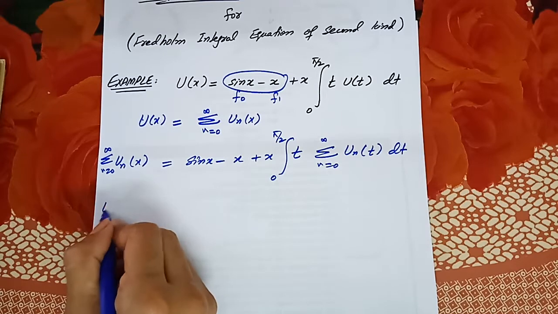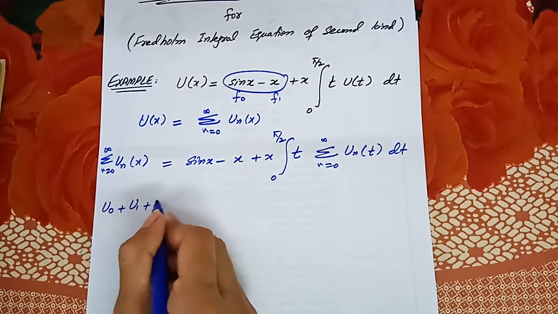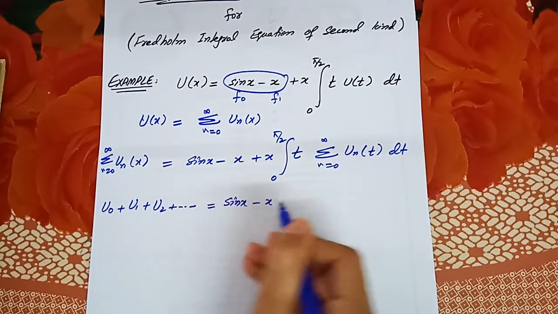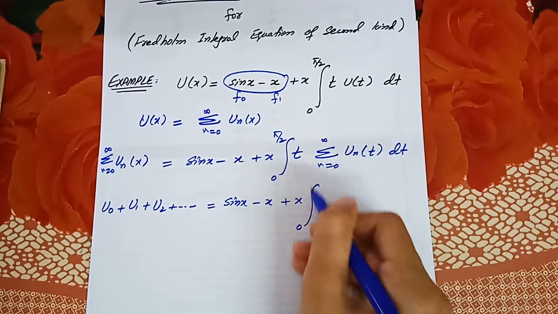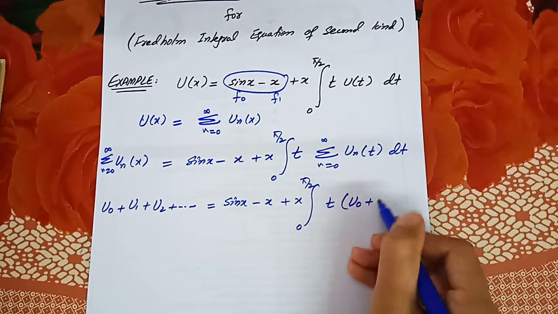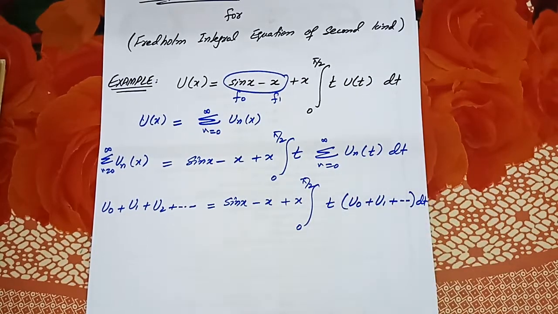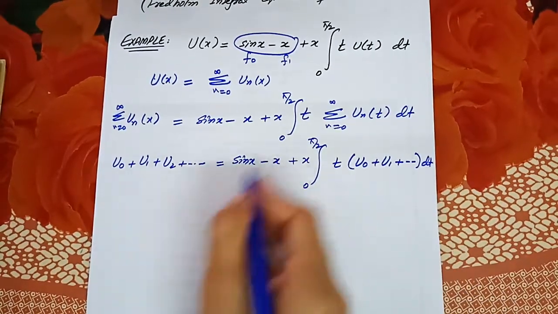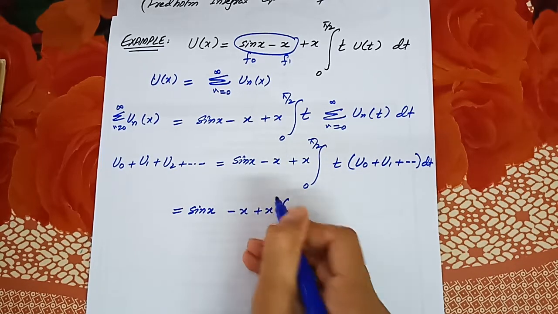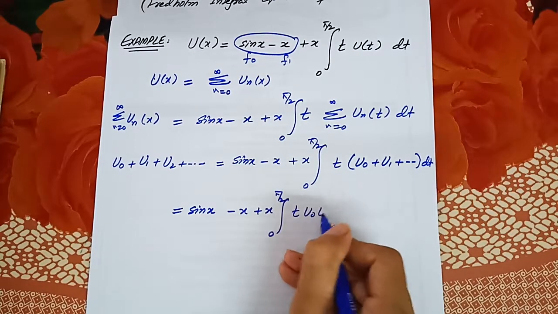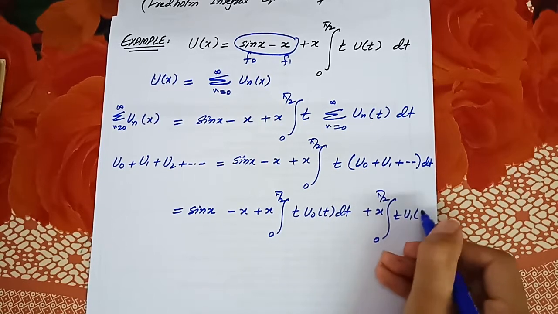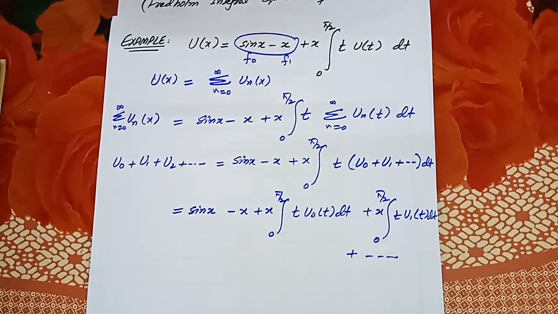Now let's expand this series on the right side as well as on the left side. So we will get here u0 plus u1 plus u2 and so on, and here sine of x minus x plus x times the integral from 0 to pi by 2 of t times u0 plus u1 and so on dt. When we expand this, we'll get sine of x minus x plus x times the integral from 0 to pi by 2 of t u0 of t dt plus x times the integral from 0 to pi by 2 of t u1 of t dt plus so on.